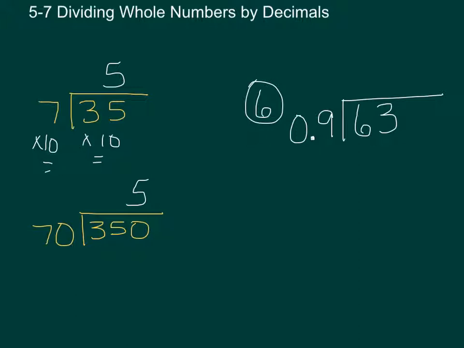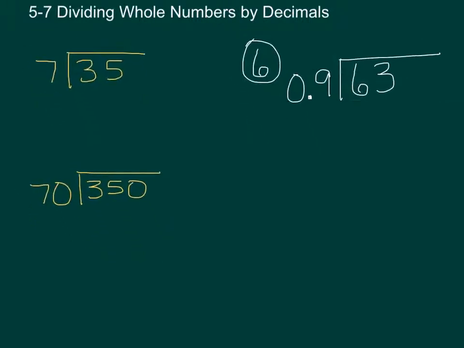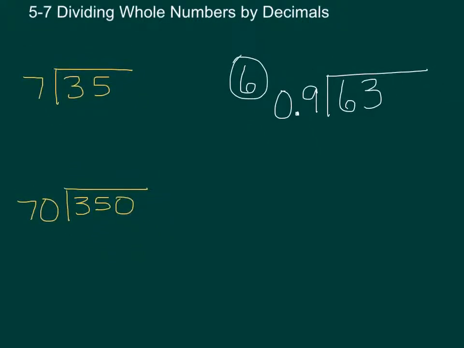Now, if we multiplied by 100, as long as we did multiply both the divisor and the dividend by 100, we'd end up with the same quotient. Keep that in mind, because that's kind of the basis for how this whole dividing with the decimal thing ends up going. Okay? I wish I could move those, but they're not going. We're going to move forward.